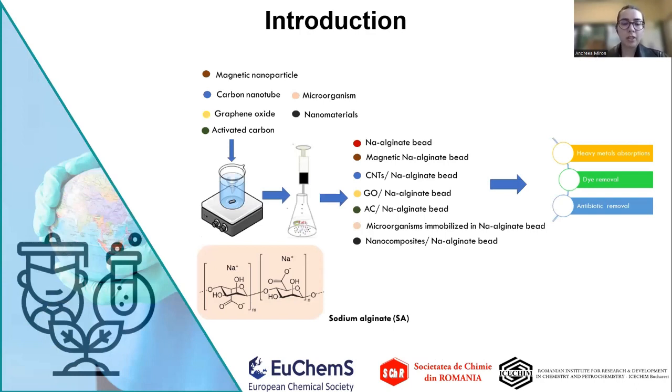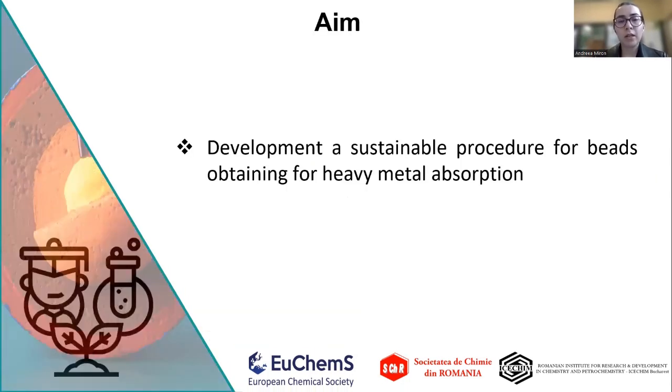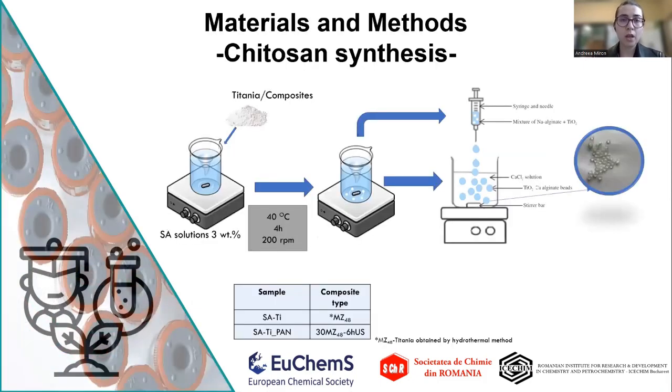Beads based on alginate and composites have attracted attention due to their remarkable properties. They are used with different types of inorganic and organic fillers, such as carbon nanotubes and nanomaterials, and they are used in many fields, such as heavy metal absorption, dye removal, and antibiotic removal. The aim of this study is to develop a suitable procedure for obtaining beads for heavy metal absorption.